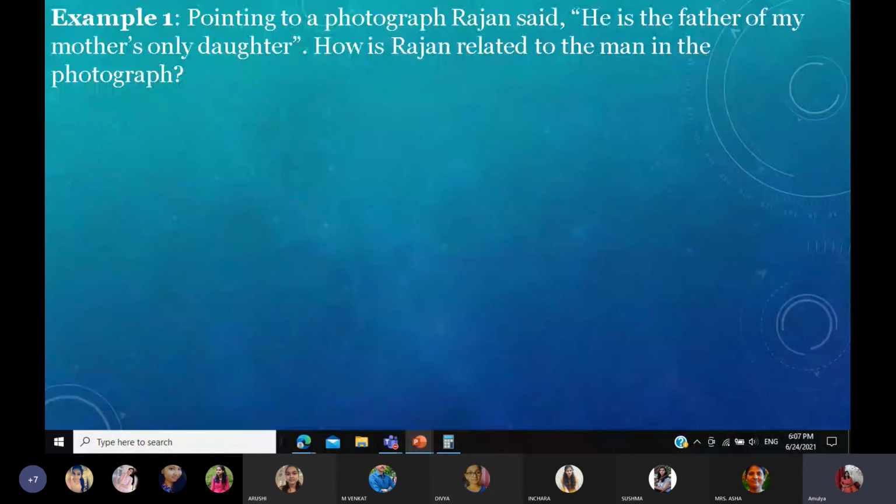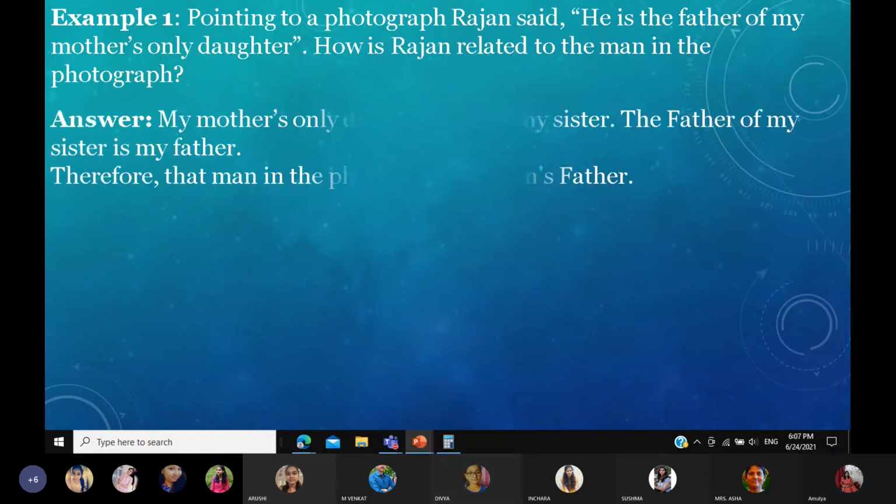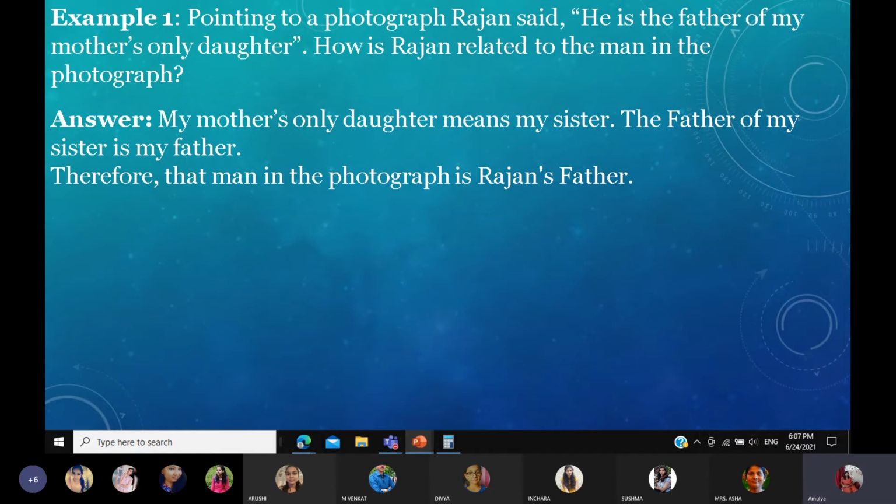Pointing to a photograph, Ranjan said, "He is the father of my mother's only daughter. How is Ranjan related to the man in the photograph?" Can anybody answer? Father. Yes, correct. Answer, my mother's only daughter means my sister.